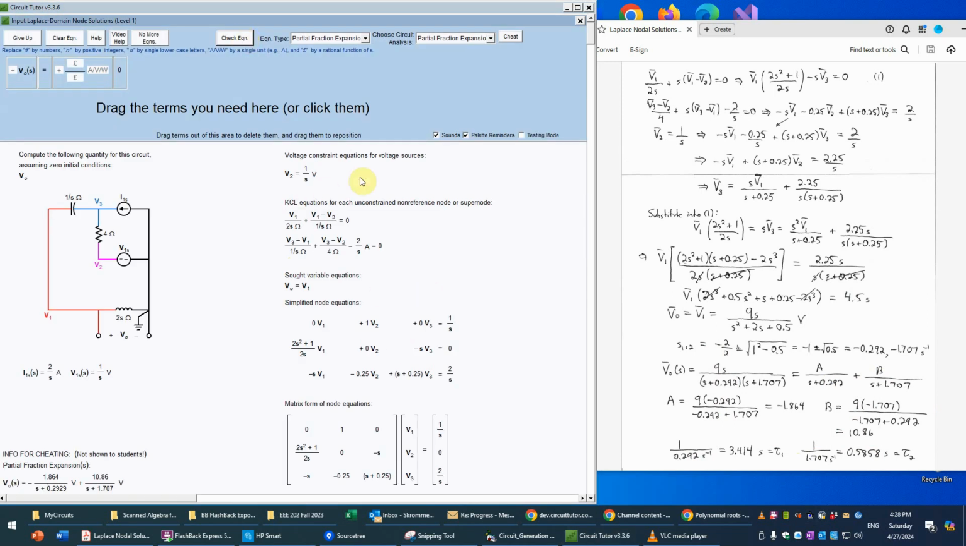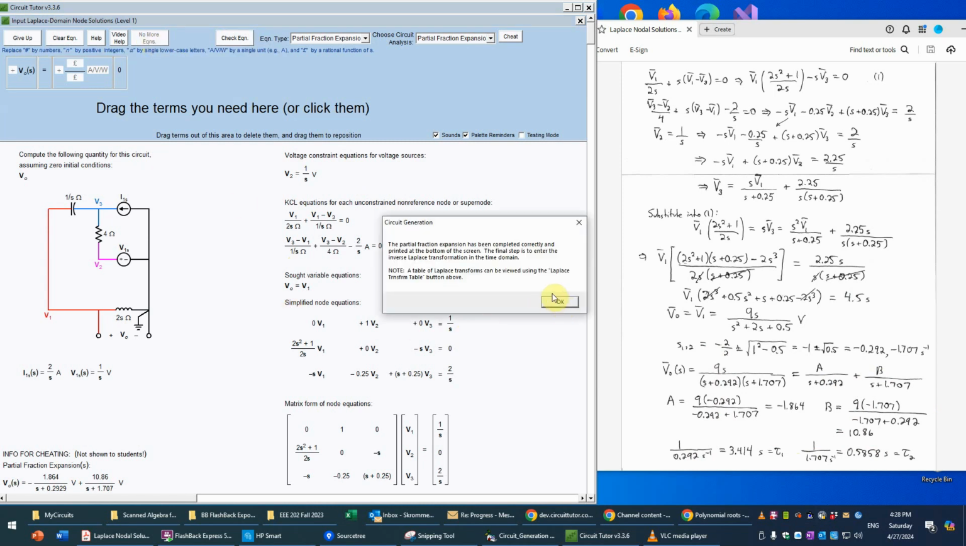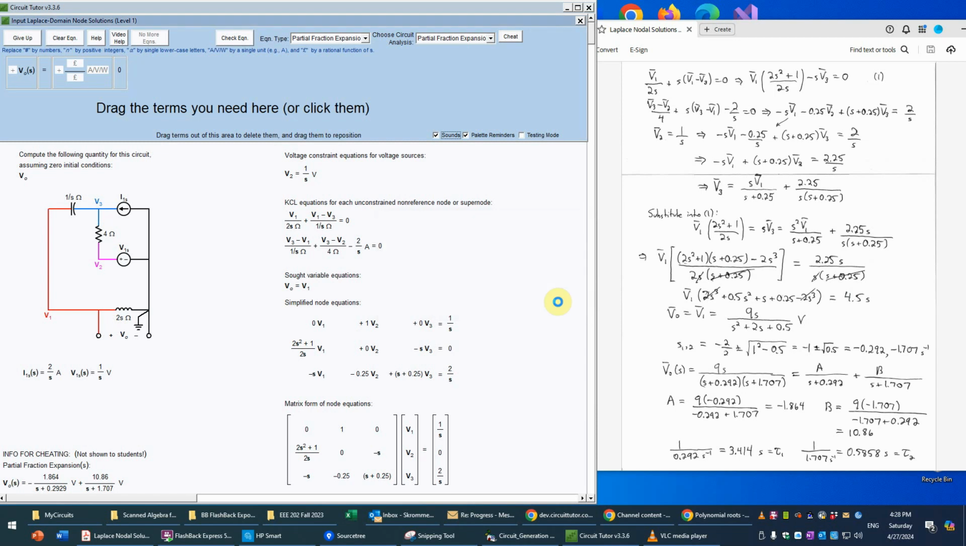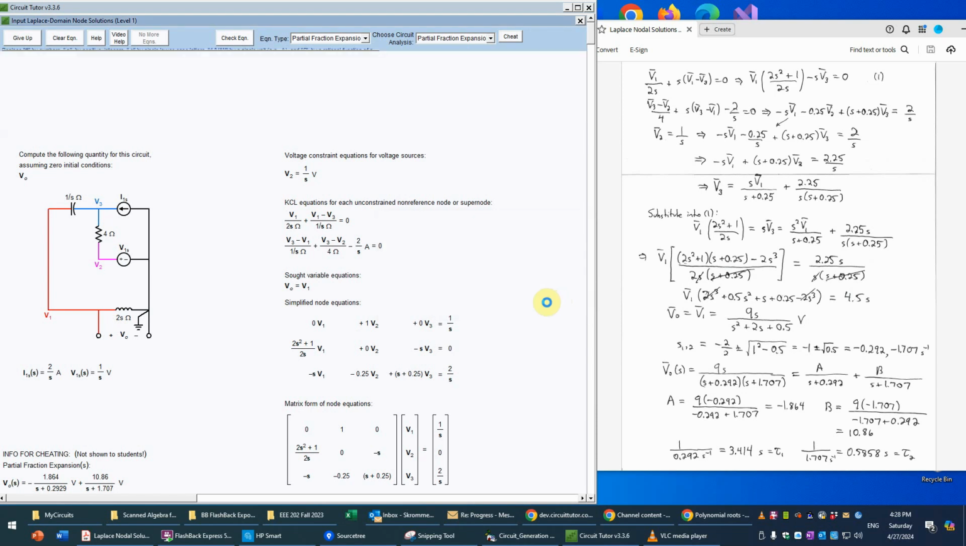Okay, so that is correct. And so now we've done all our partial fraction equations. We just type no more equations. And it tells you the next step is to do the inverse Laplace transform in the time domain. And it also reminds you that you have a table of Laplace transforms that's going to show up as soon as I click that button.